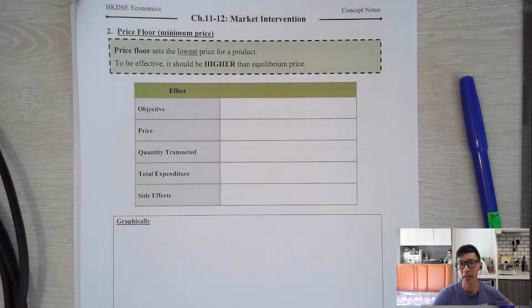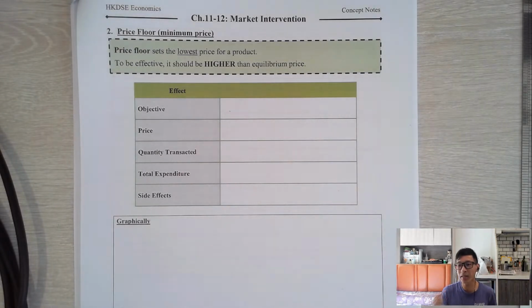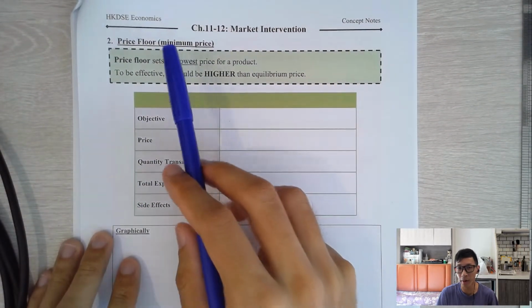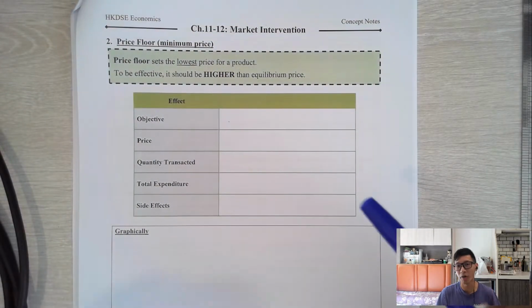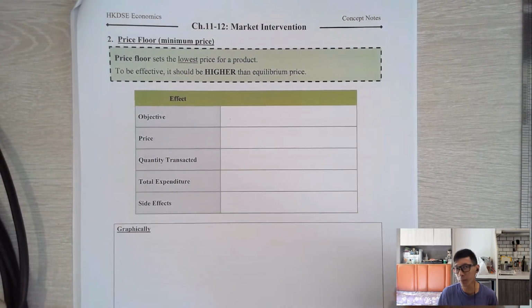Alright, welcome to the next part of the video in which this time we talk about price floor, the opposite of what we talked about in the previous video, the price ceiling, right? So everything is basically the opposite except one thing, of course. Now price floor, we are talking about the lowest price for a product. Therefore it needs to be higher than the equilibrium to be effective.